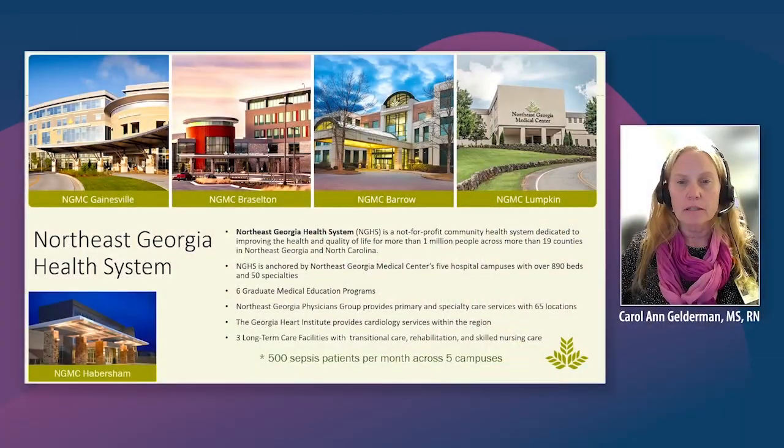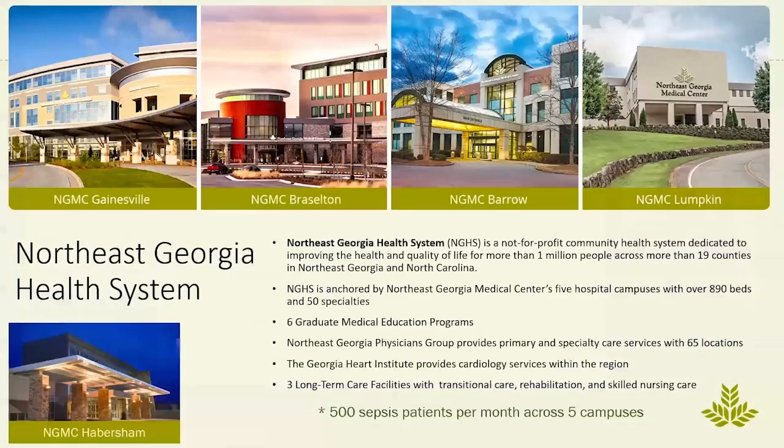Just a little background information. You can see here that our system does comprise an acute care with 5 campuses. We do have pre-hospital ambulatory settings. We also have post-acute care with long-term care facilities, rehabilitation, as well as transitional care and skilled nursing. Just to give you a little idea about our volume, we have about 500 sepsis patients across our 5 campuses per month. So that just gives you a little background.